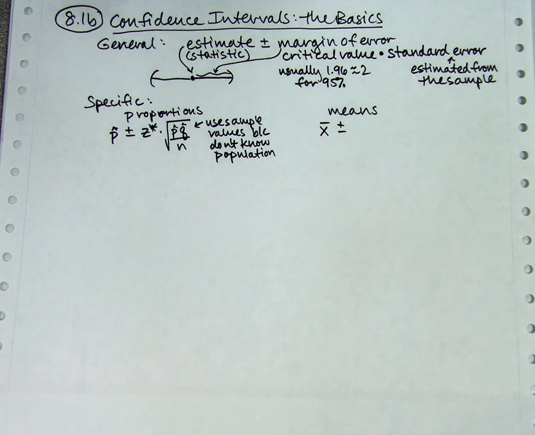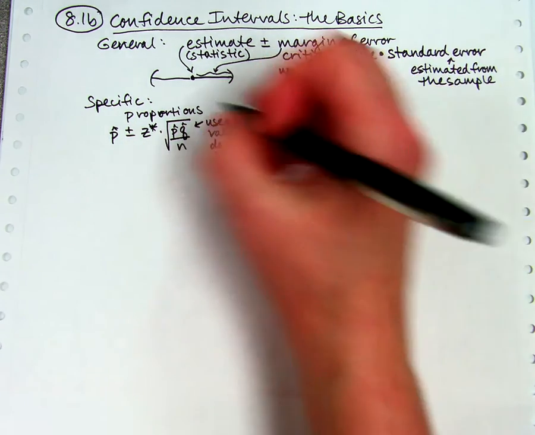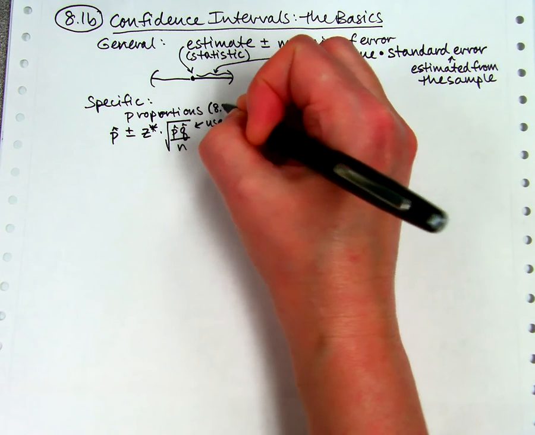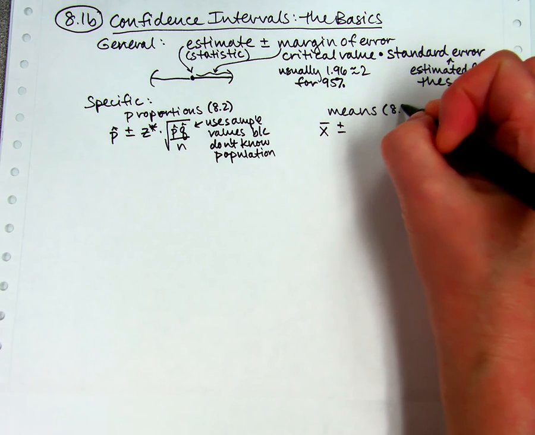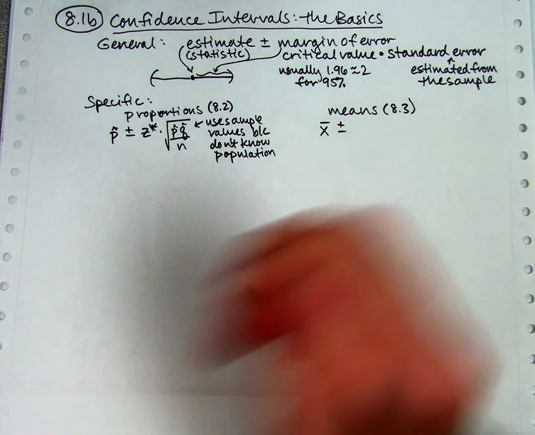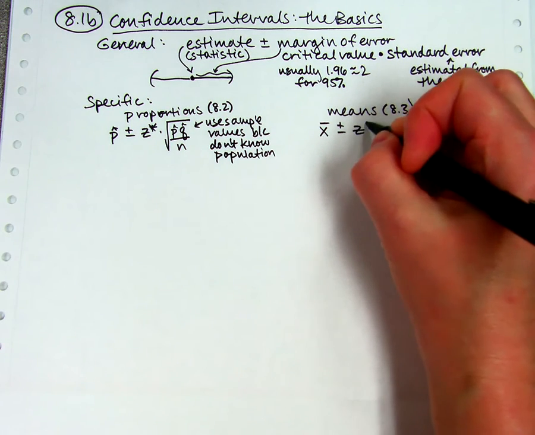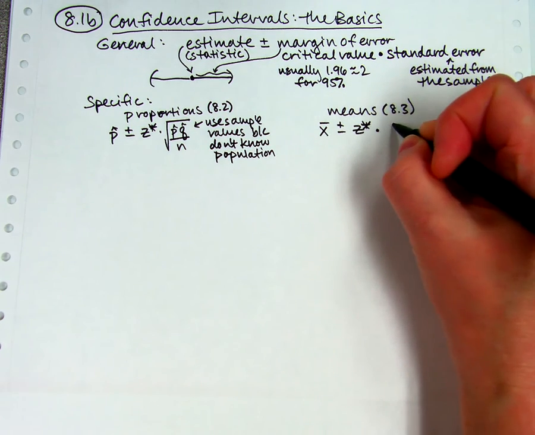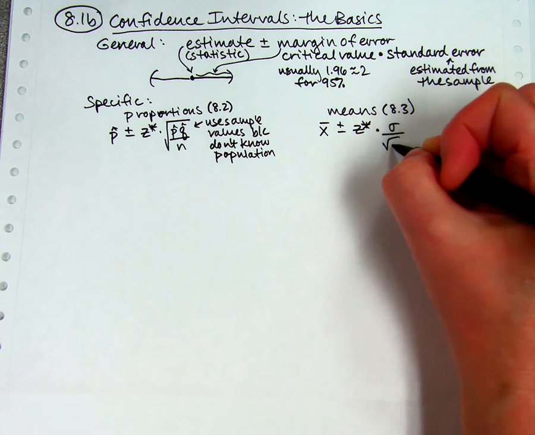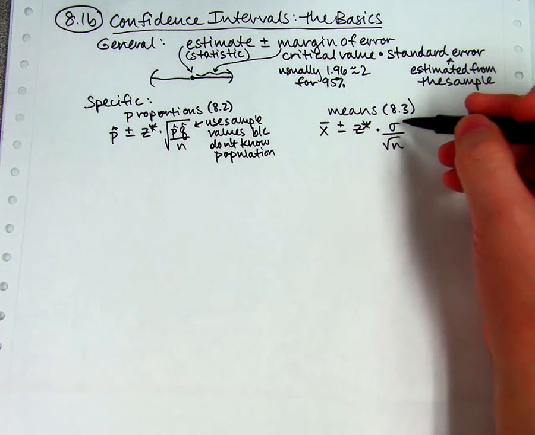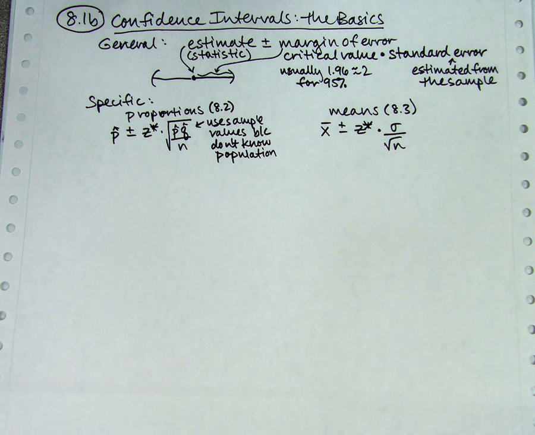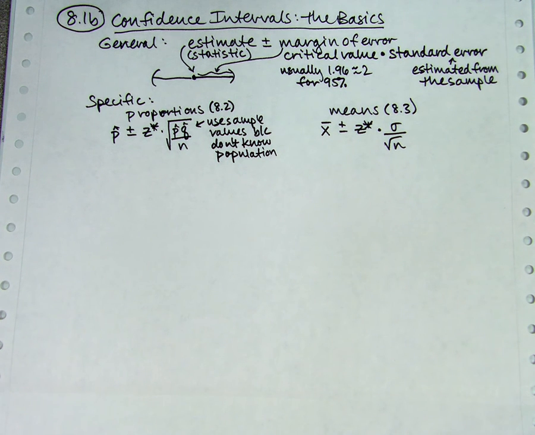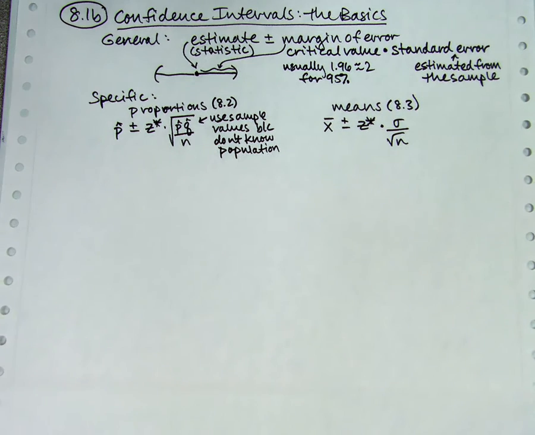With means, basically, I'm going to tell you that this is lesson 8.2. We're going to do a whole lot more with proportions. In lesson 8.3, we're going to come back to means, but I'll tell you right now what it is. It's z star again times the standard deviation over the square root of n. We're going to start with assuming we know the standard deviation of the population, and then later I'll tell you what we're going to do with that. What if we don't know the standard deviation? We'll get to that, don't worry.